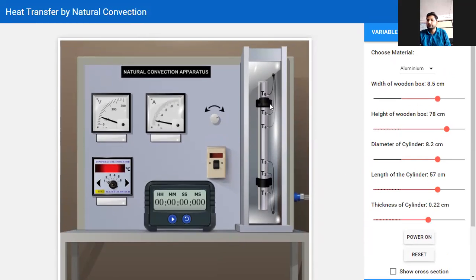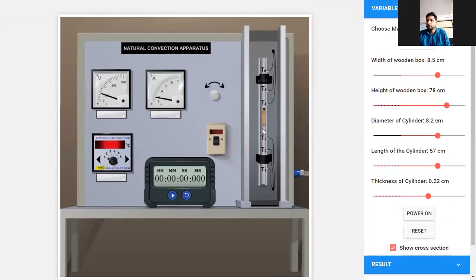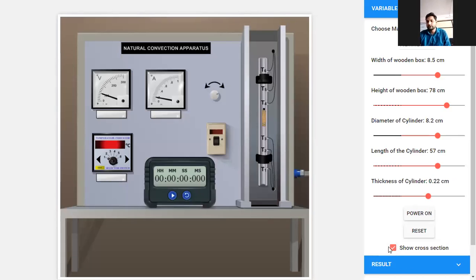Now if you want to see the cross section of this particular cylinder, then you can click on show cross section. Okay, show cross section, so you can see the cross section here. You can see inside the cylindrical tube, the heater is placed. And if you remove the tick mark, the cross section will vanish and you can see the clear experimentation part here. If you click, the cross section part will be shown again.